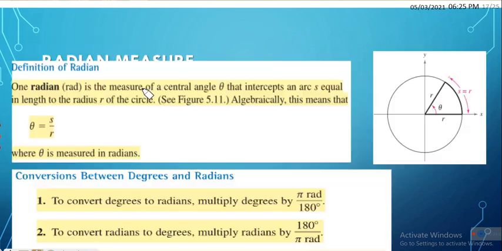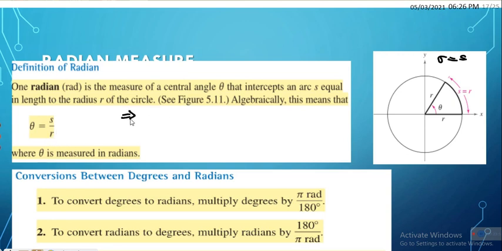Now our next subtopic is radian measure. If you want to measure radian, you have to have a circle whose radius cuts out an equal arc length. So in this circle the radius and the arc length are equal. When this happens, the angle between the radius is called radian. So 1 radian is the measure of a central angle theta that intercepts an arc S equal in length to the radius of the circle. Algebraically this means that theta equals s over r, where theta is measured in radian.